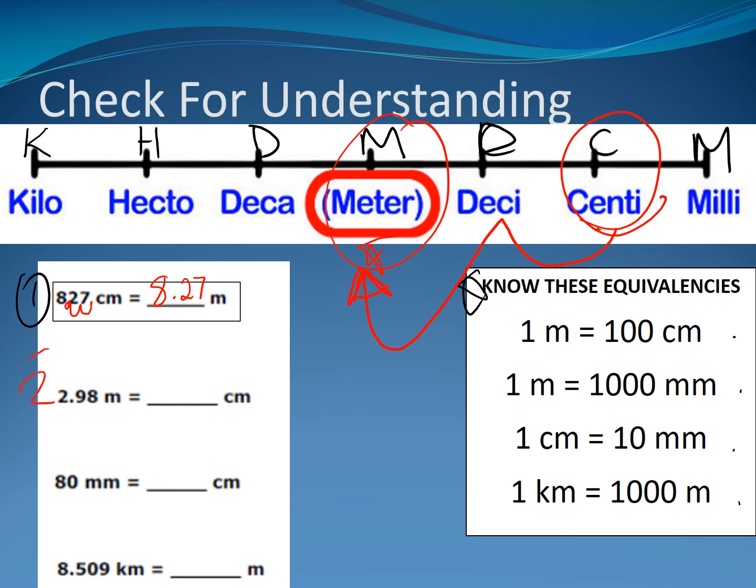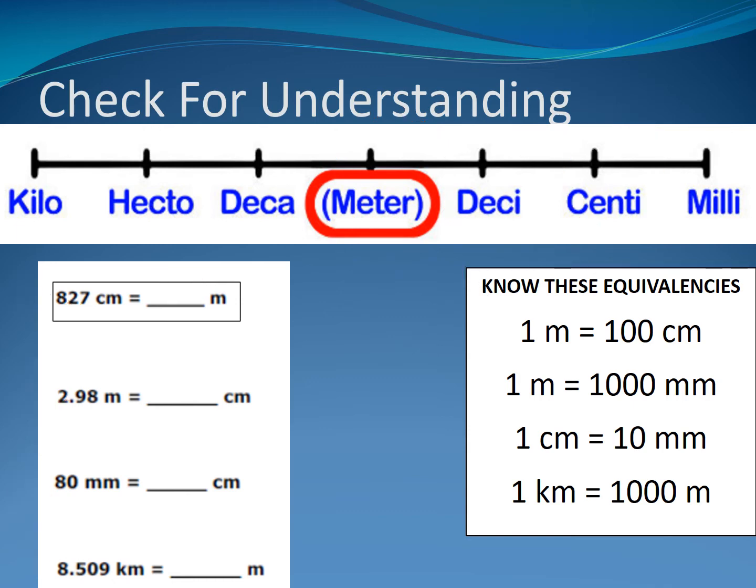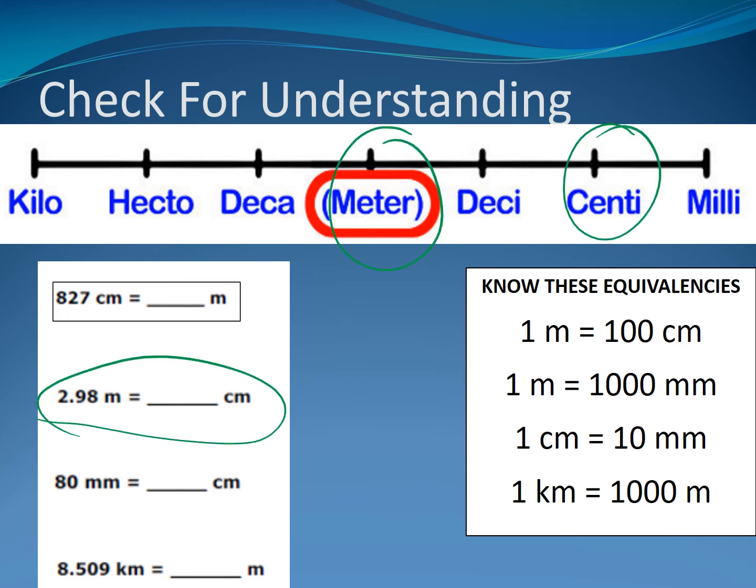So let me try number 2, and then you can try 3 and 4 by yourself. So number 2, and let me erase this info so you can see. Number 2, I'm going from meters to centimeters. So now I'm going 1, 2 to the right. So I take my decimal and I move 2 to the right. So now I have 298 centimeters.